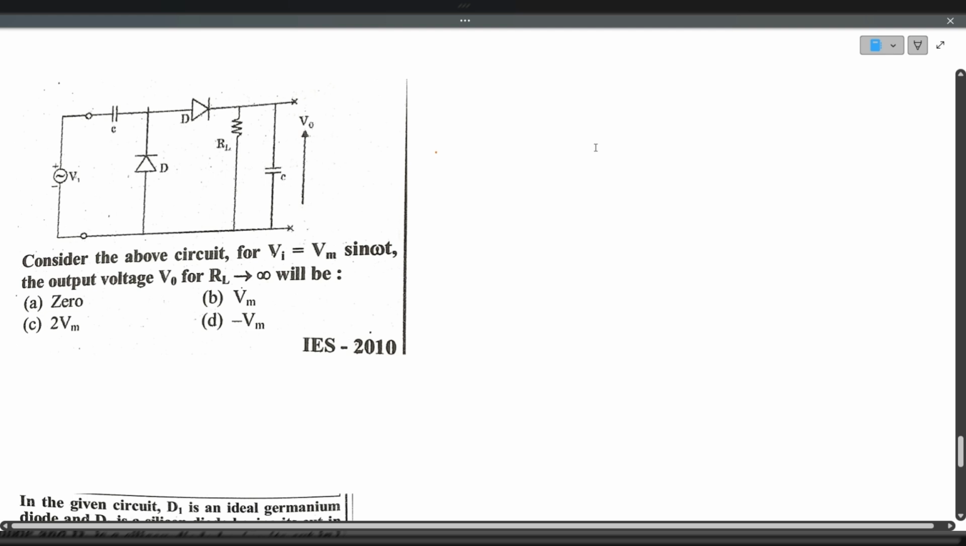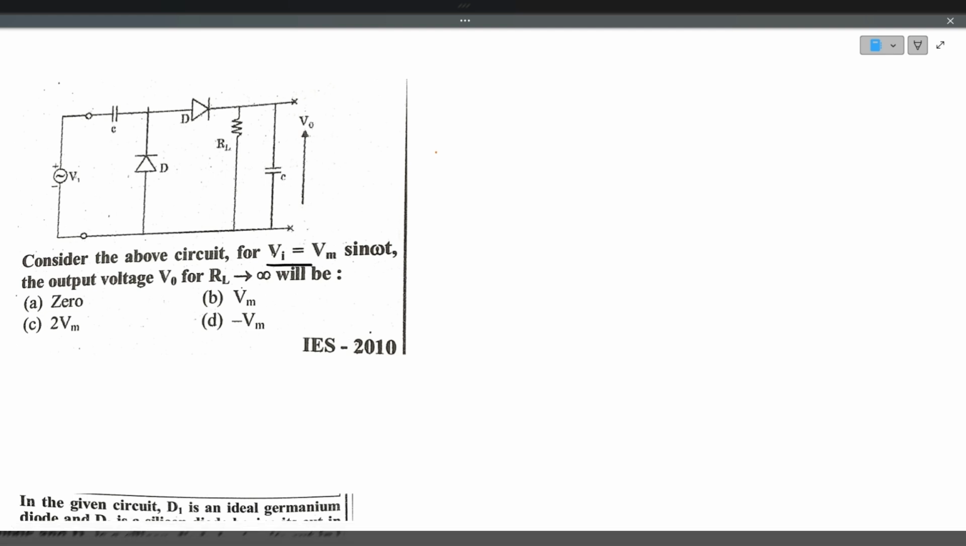So consider the above circuit, V input is equals to Vm sin omega t. The output voltage V naught for RL tends to infinity. See, there are two diodes and two capacitors. You must have understood by now, it is nothing but a voltage doubler. Anyway, we'll see the operation.